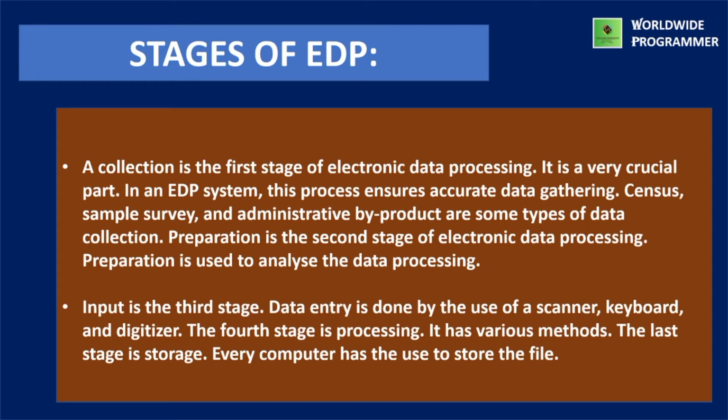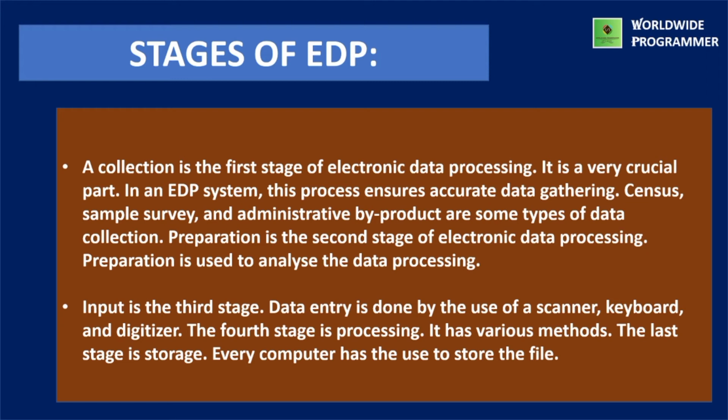If we talk about stages of electronic data processing or EDP, the first one is collection. Collection is the first stage of electronic data processing. It is a very crucial part in an EDP system. This process ensures accurate data gathering. Assembly, survey and administrative byproduct are some types of data collection.